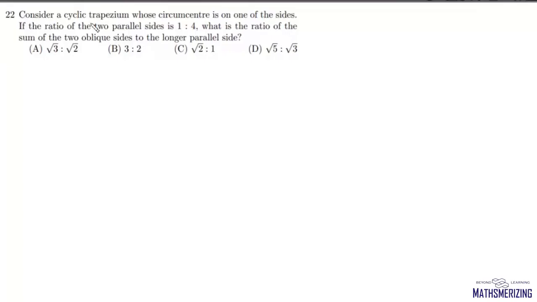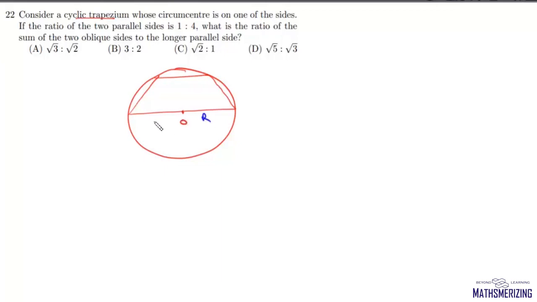Now question number 22 is, consider a cyclic trapezium whose circumcenter is on one of the sides. If ratio of two parallel sides is 1:4, then what is the ratio of sum of two oblique sides to the longer parallel side? So we have this circle, and then we have this trapezium whose one of the side is diameter. Let this be center, and this is radius r, and say this is A, B, C, D. Now we'll need to find this length L.